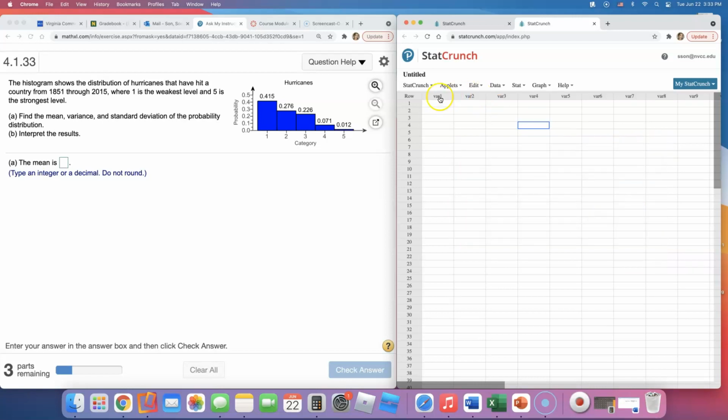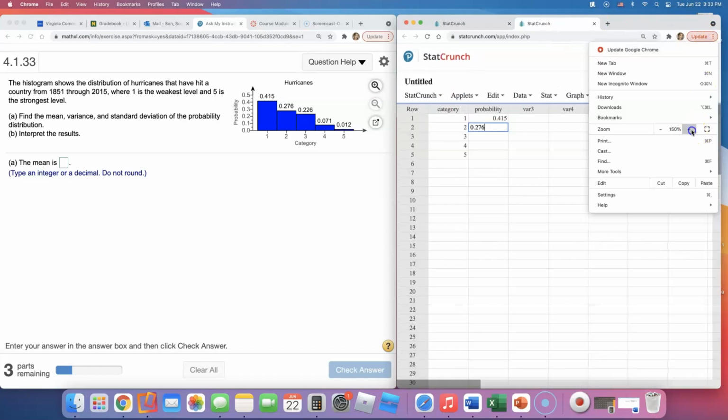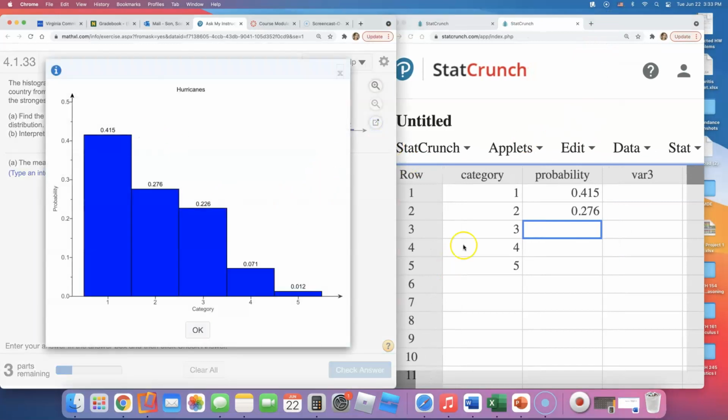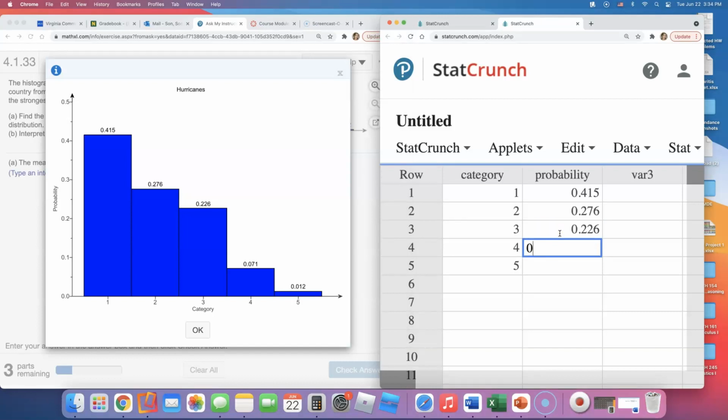In this custom calculator I have to first type in the numbers. Over here I will type in the category, and over here I will change that to probability. Category 1, 2, 3, 4, and 5. Probabilities are 0.415, 0.276. I wonder if I can zoom in so that you can see better. This is what I'm typing in, and these are the numbers that are given right here. Category 3 is 0.226 and 0.071. And category 5, 0.012.